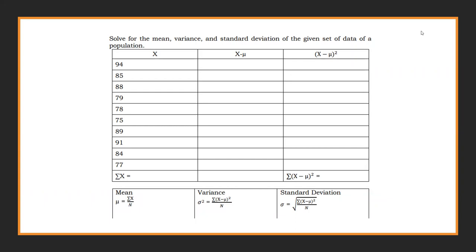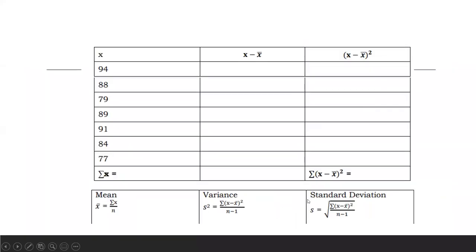Kung mapapansin nyo, sa variance at standard deviation, pagdating natin sa population, please take note of the word population. Okay po, it is very important to take note of the word population. Ang ginagamit natin sa ilalim ng variance at standard deviation ay N. While pagdating natin sa variance at standard deviation ng ating sample ay ang ginagamit natin is N minus 1. Okay po. Lahat may minus 1 to give way na meron tayong margin of error.